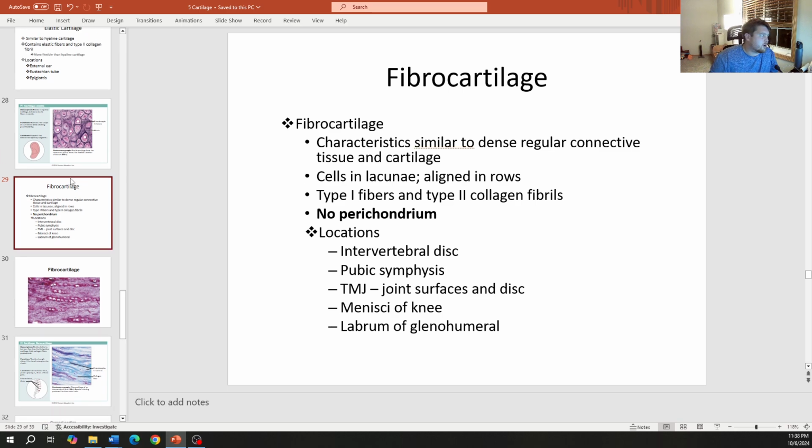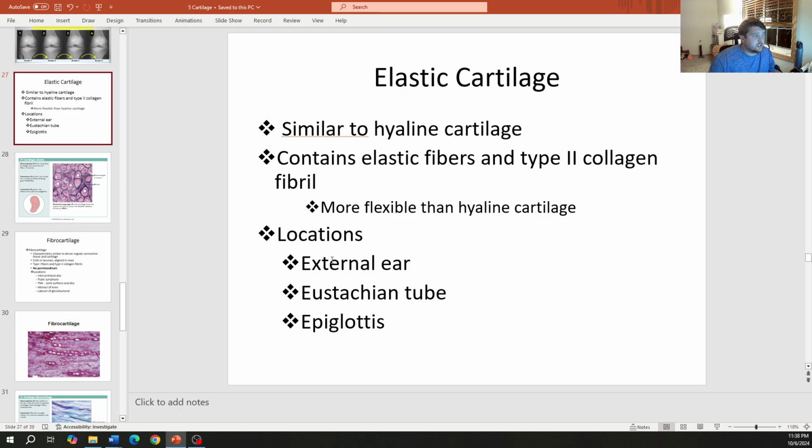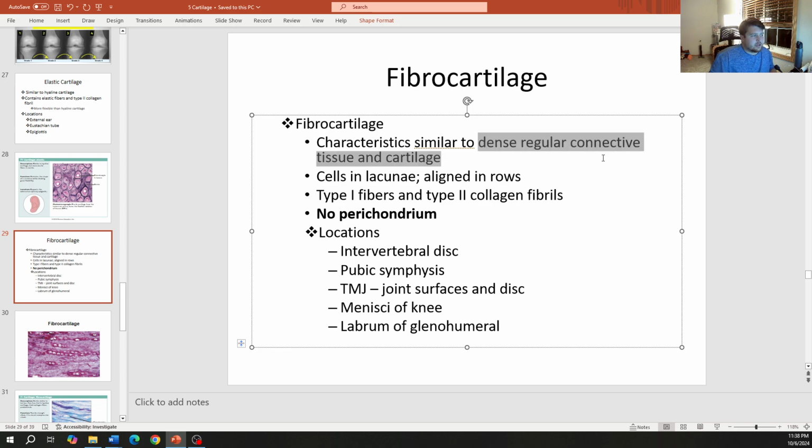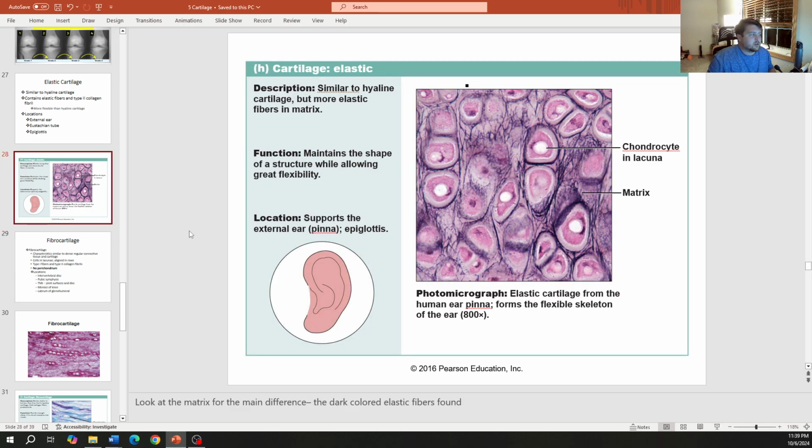Next is fibrocartilage. Elastic cartilage also does have perichondrium. Fibrocartilage does not have perichondrium at all. So when we damage fibrocartilage, it takes forever to heal, okay? It is very similar to dense, regular connective tissue. The cells in the lacunae look like they're more aligned in rows rather than just a big blob.